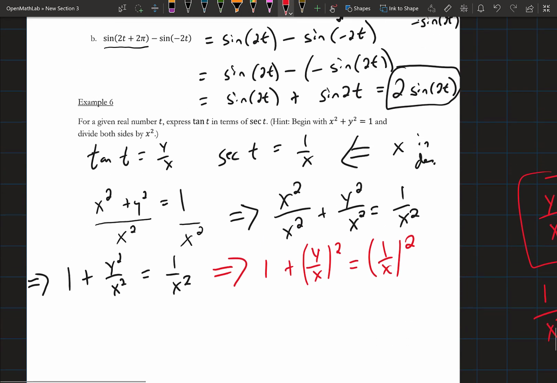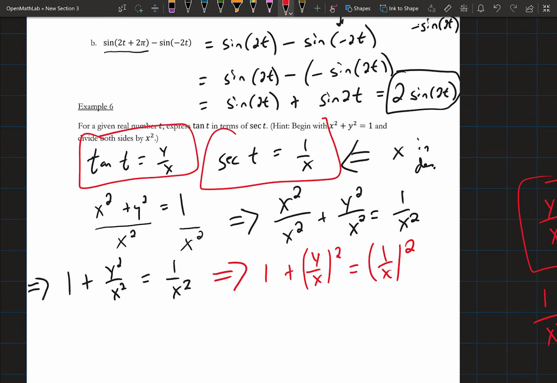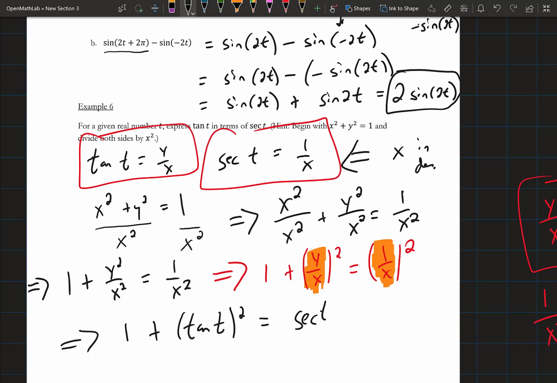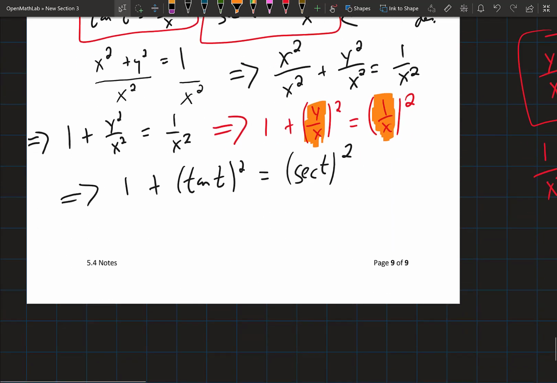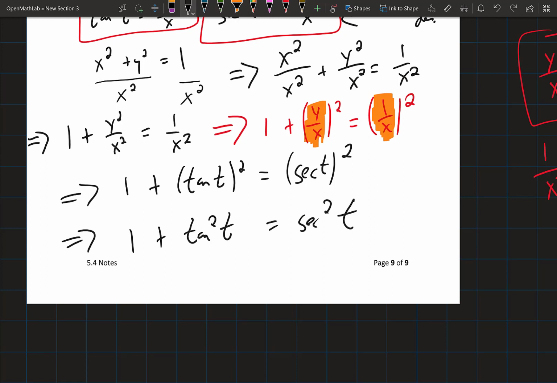And the reason why I wanted that is because I'm trying to get this in terms of tangent and secant. Well, secant's 1 over x and tangent's y over x. So now I have those: here's y over x, here's 1 over x. So this would give me 1 plus tangent of t squared equals secant of t quantity squared. So remember how we write that: 1 plus tan squared t equals secant squared t. That's how we write that.